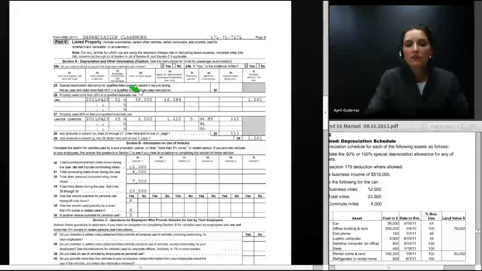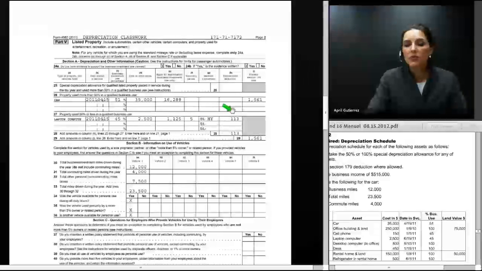We enter the cost of the car. We multiply that cost by the business use percentage. And then, of course, we enter the depreciation deduction allowed on the car, which is $3,060 multiplied by 51%. We then move over to line 27, where we list assets that are listed property used 50% or less in a business activity, and in the case of the laptop, it's 45%. The cost of the computer is $2,500. The basis for depreciation is $1,125. It's 5-year property, straight line with a half-year convention, and $113 deduction.